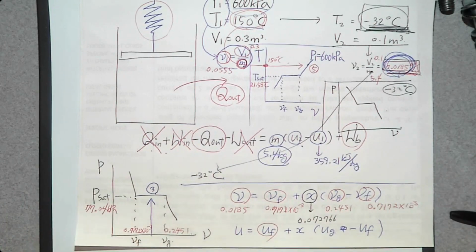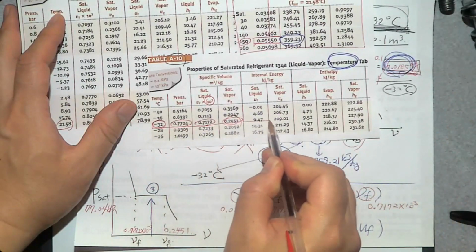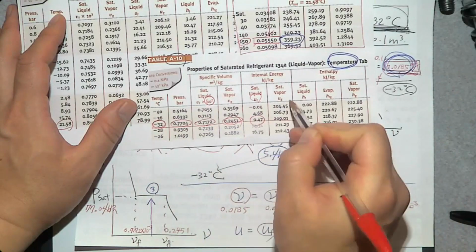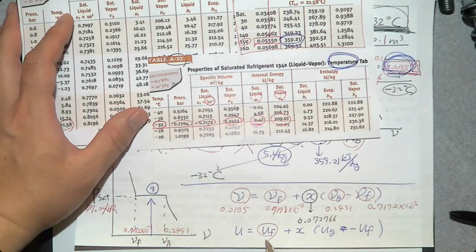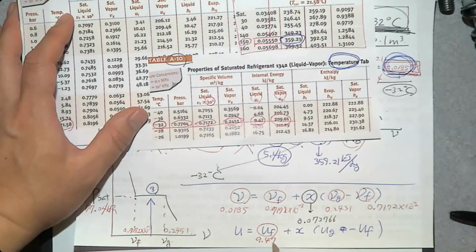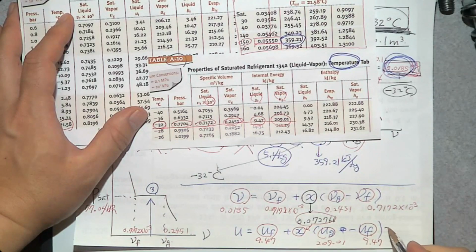So UF is where? You can go to this table, and this is the temperature that we have. So UF is this number, UG is this number. So I'm going to write these two numbers here. UF, 9.47, and X has been found from here. UG, 209.01. UF, 9.47. So now, can you determine U2?